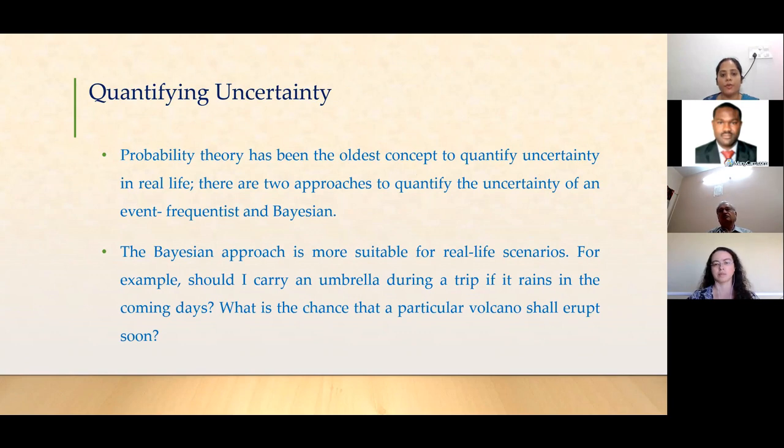There are two approaches to it, the frequentist and the Bayesian. The frequentist approach is based on repeating a phenomenon in the long run and counting the number of its consequences. Whereas Bayesian is based on looking for prior knowledge or judgment around the uncertainty of a phenomenon and quantifying the probability. The Bayesian approach is more suitable for real-life scenarios, which may not be replicated in the long run and under similar conditions. For example, eruption of a volcano, rain tomorrow.